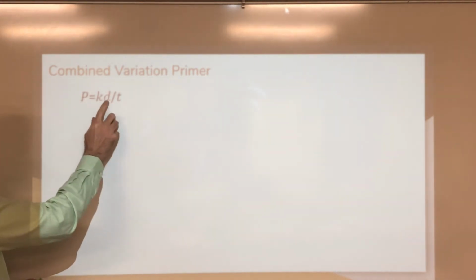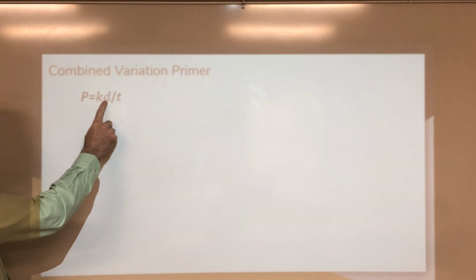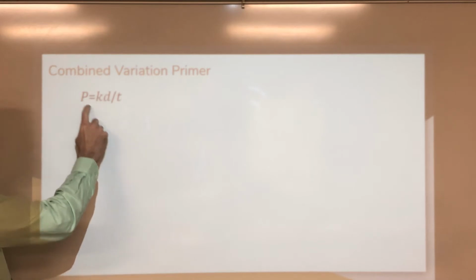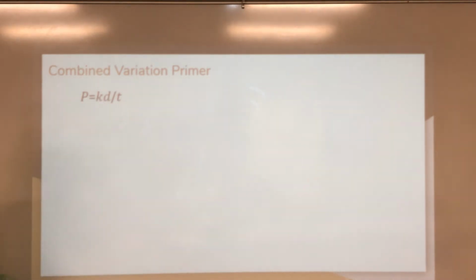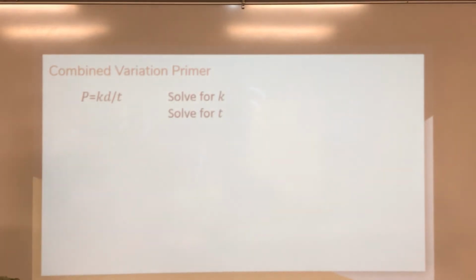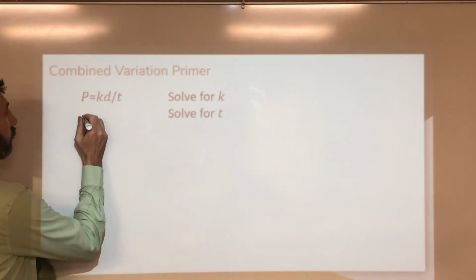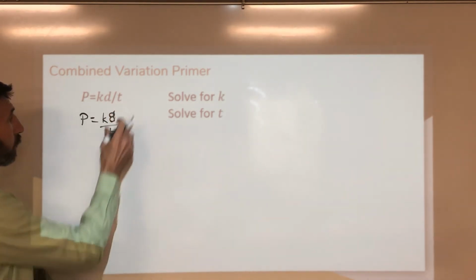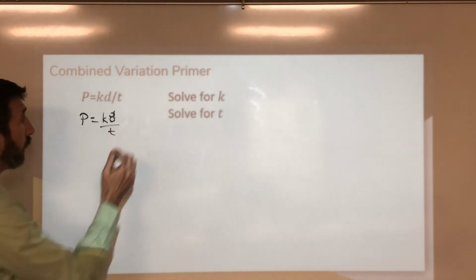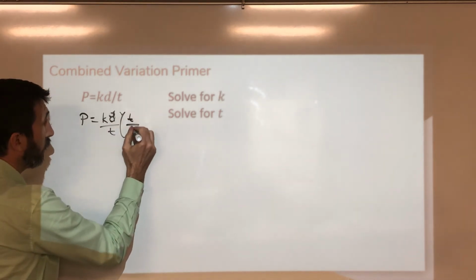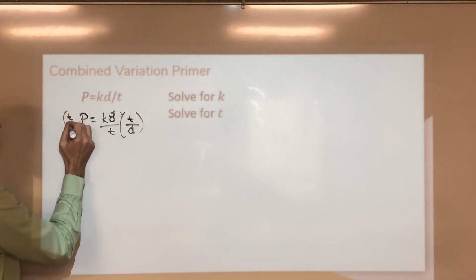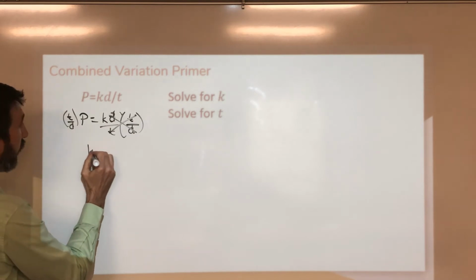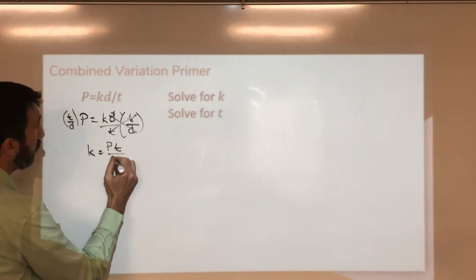P varies directly with d, but inversely with t, right? We've got k times d, and we also have k divided by t. Again, we can solve for k. If you want to make the d over t go away, we're just going to multiply times the inverse on both sides, right? Now our t's go away, our d goes away, and we have k equals p times t over d.